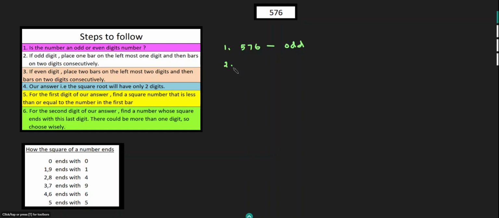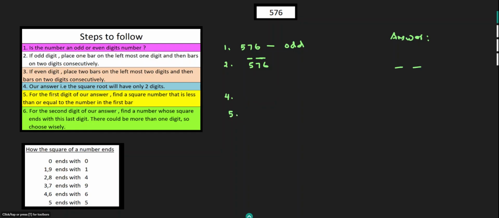In this step, we should place the bars. So we should start from the leftmost one digit and place a bar on top of it. And then we should place a bar on two digits consecutively like this. So we're done with the second step. We don't have to do the third step because clearly it is an odd digit number. So we can do the fourth step. In the fourth step, we know that our answer is going to be only two digits, so we can write our answer like this, which means we can now do the fifth step.